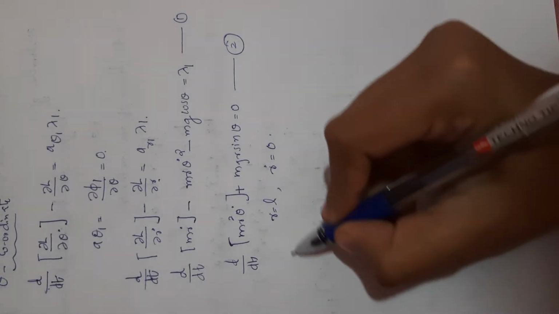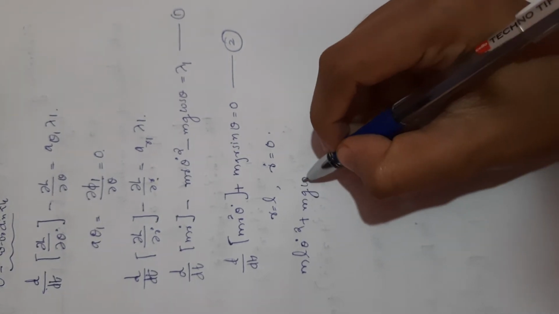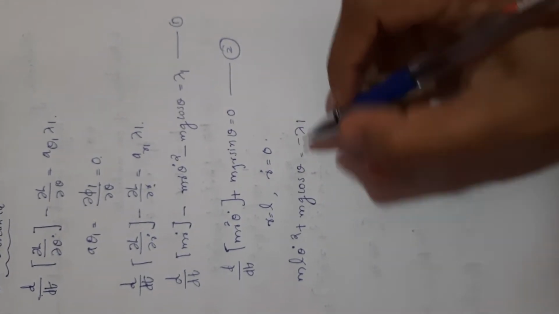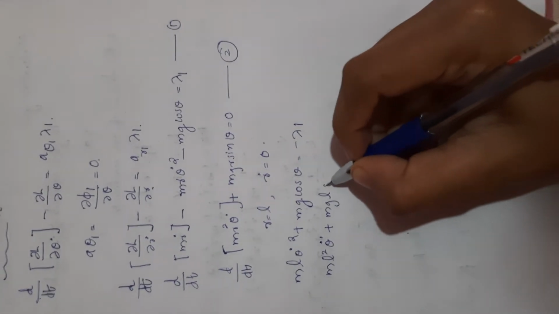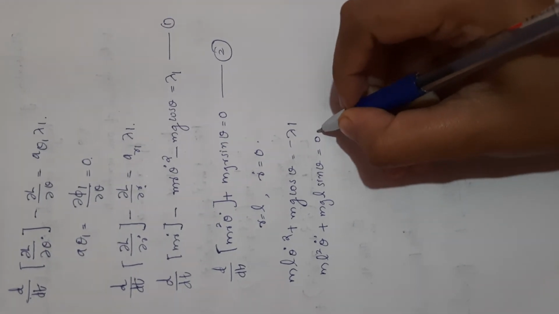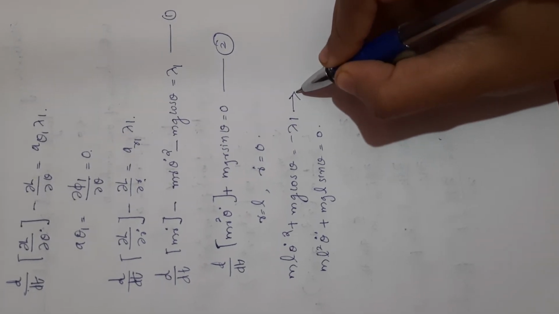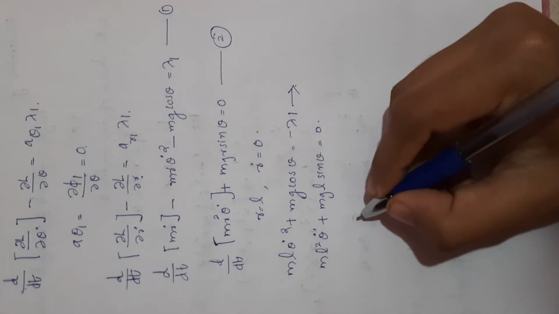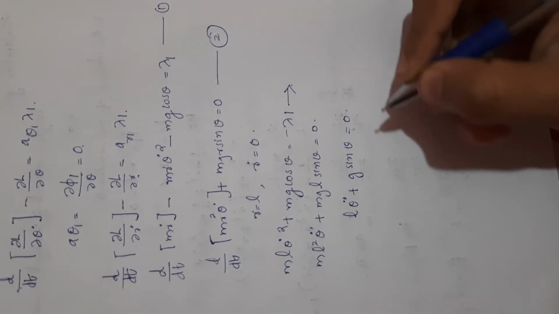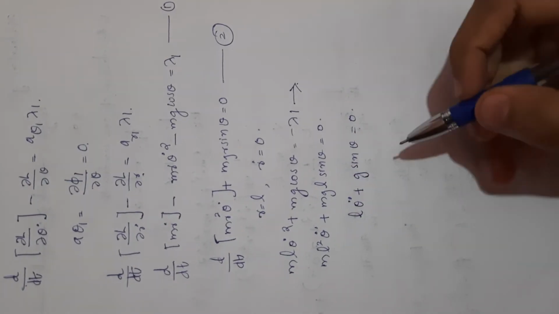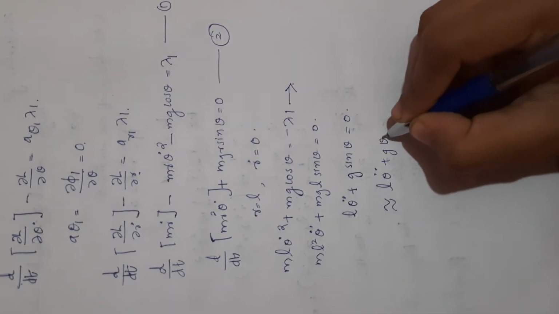This equation will give m L θ dot square plus m g cos θ is equal to minus λ1, and m L square θ double dot plus m g L sin θ is equal to 0. This is the tension in the wire. Then cancelling both the m and L, it will lead to L θ double dot plus g sin θ is equal to 0. Then it is approximately equal to L θ double dot plus g θ is equal to 0.